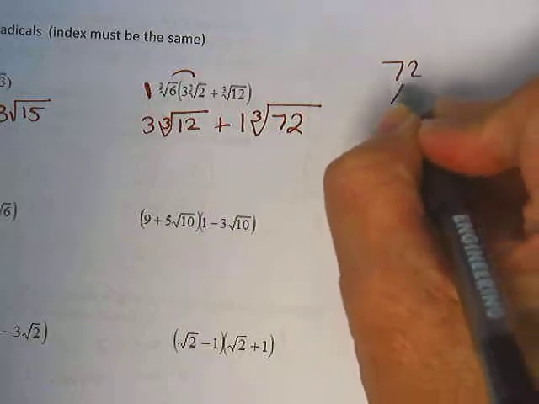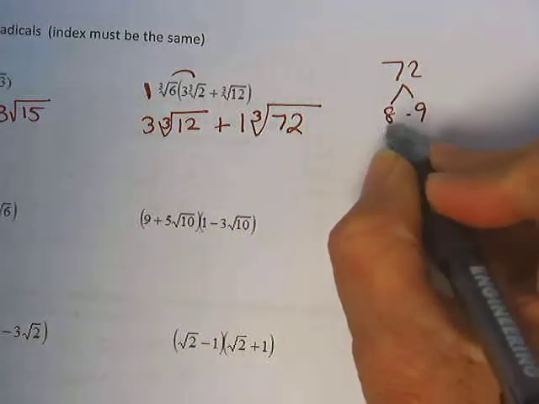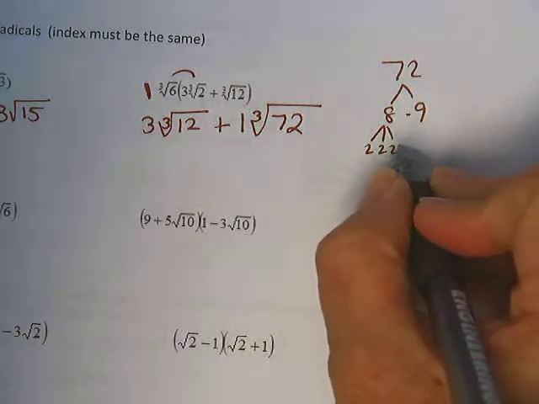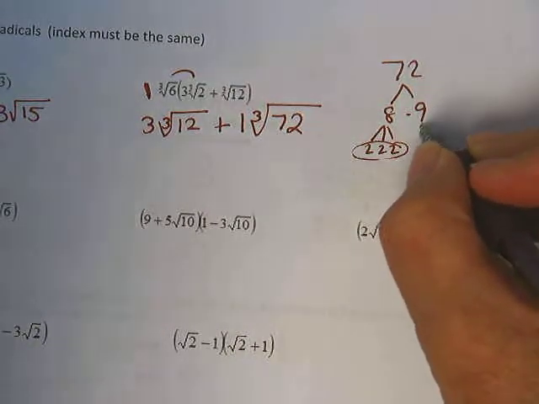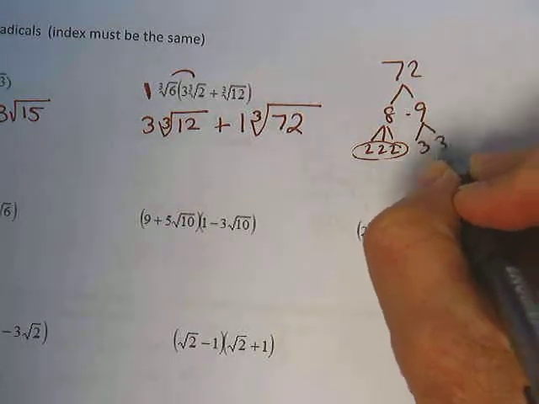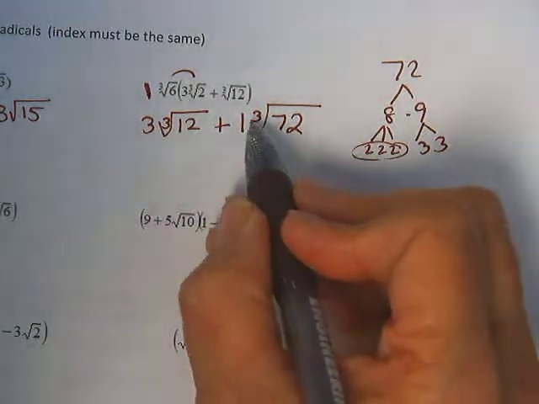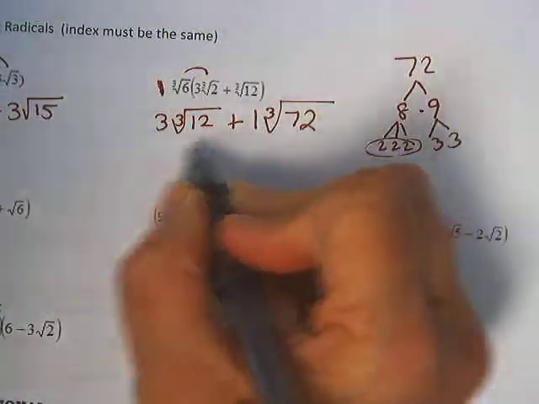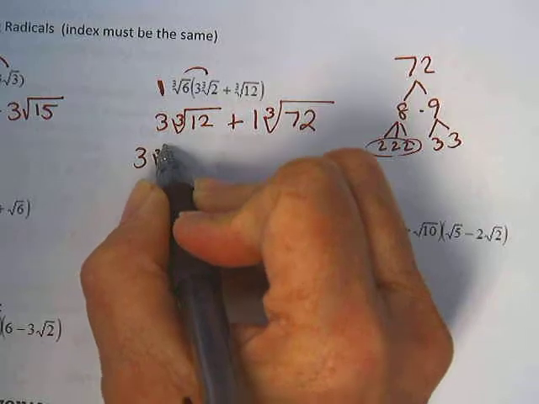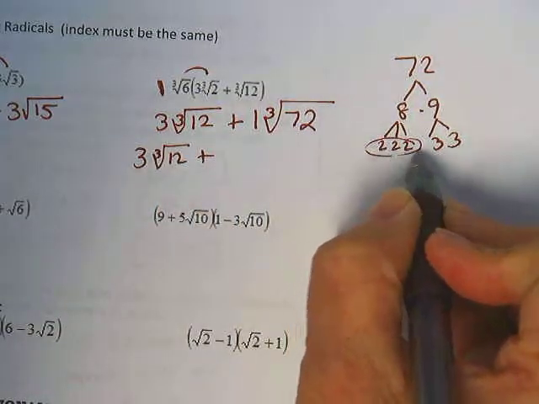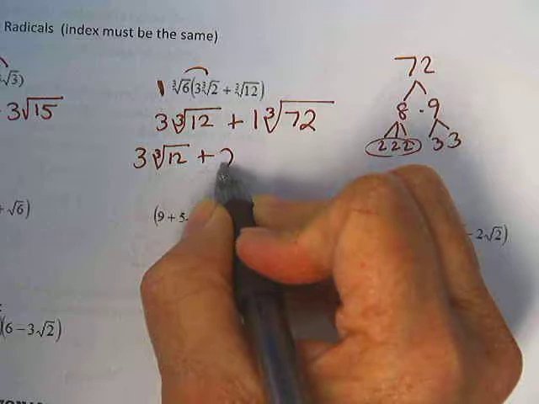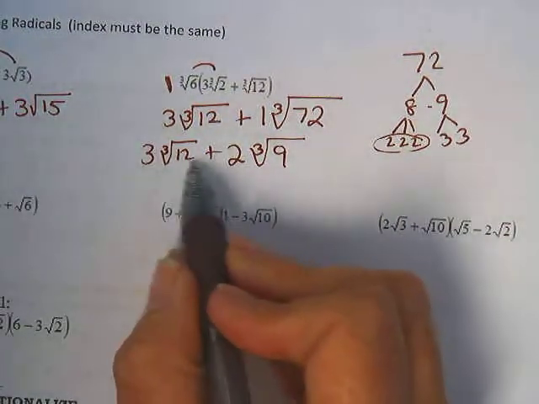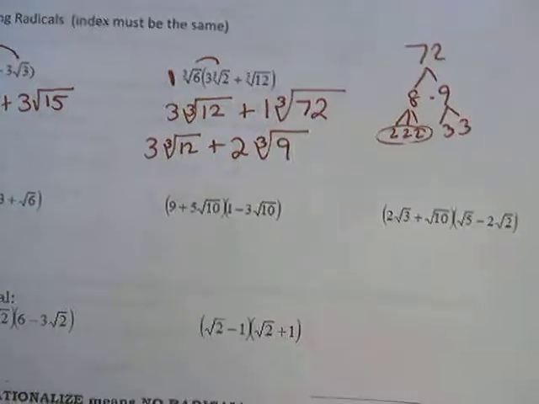So 72 breaks into 8 times 9. 8 breaks into 2 times 2 times 2. So we've got three 2's we can take out. And 9 is 3 times 3. Well, I need to have 3 of something since my index is 3, so that cannot come out. So we'll rewrite this as 3 times the cube root of 12 plus, I'm taking those 2's out, 2 times the cube root of 9. And I can't combine these. The 12 and the 9 are different, so they stay separate.